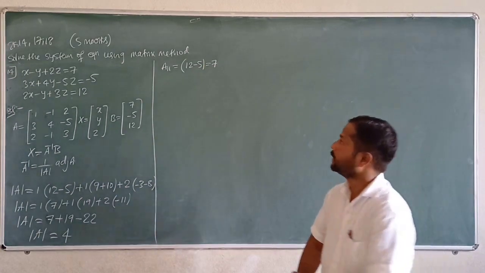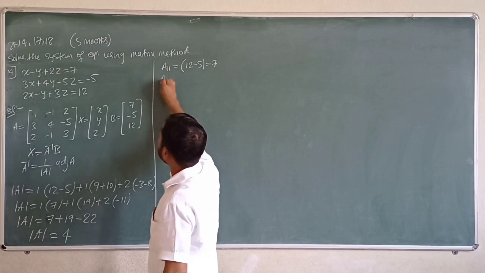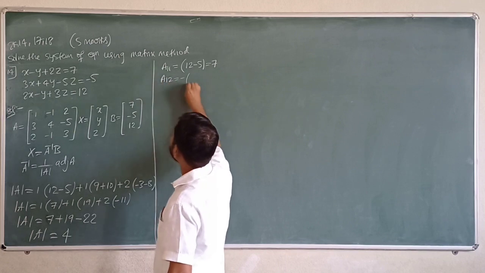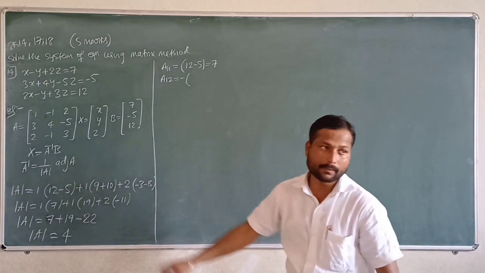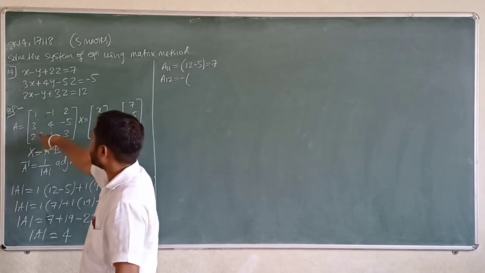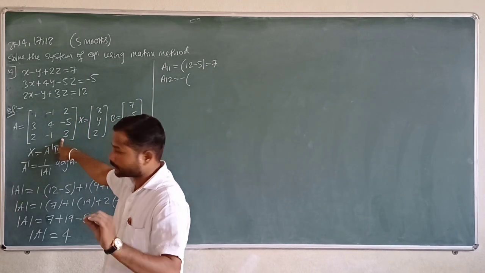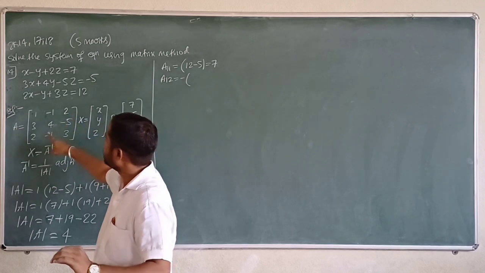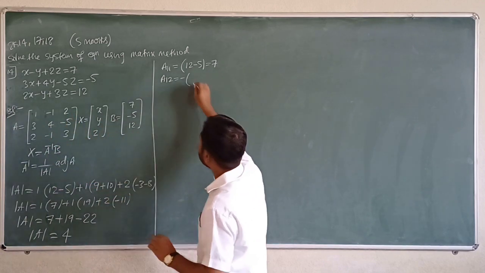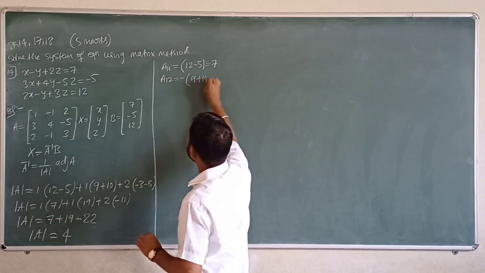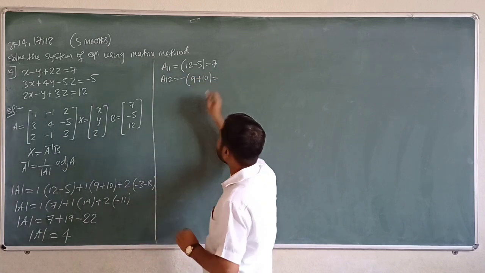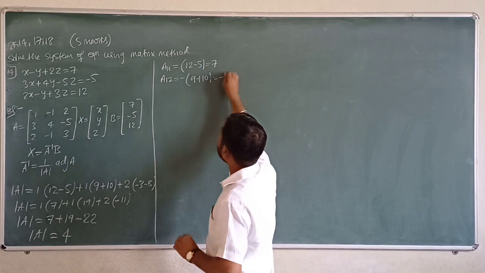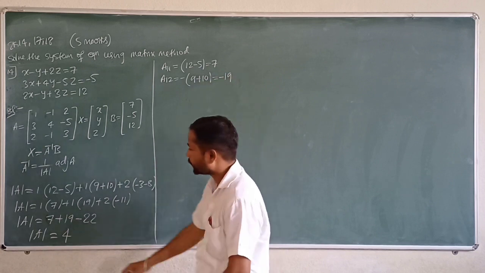Right. Next, A12. Is the A12 element positive or negative? Negative. Delete first row, second column. Then 3 3s are 9, plus into minus minus, minus into minus plus, 2 5s are 10. What is the answer? 9 plus 10 means 19. Which 19? Minus 19. That is minus 19. Right.